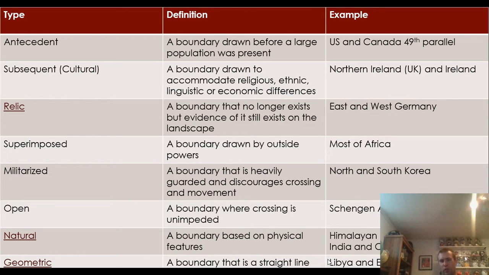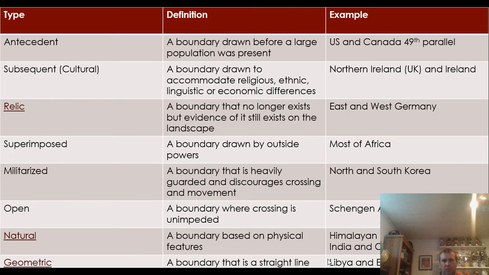A lot of borders in the world today are militarized, where the border is heavily guarded. North and South Korea is the best example of that with the demilitarized zone. There are some open border areas. The best example in the world is the Schengen area in Europe, where you can just walk across with no issue whatsoever.